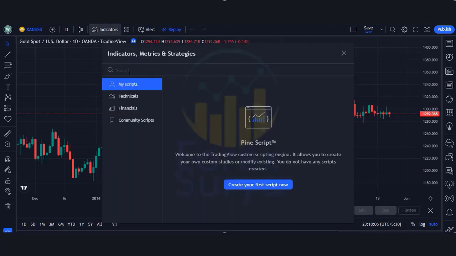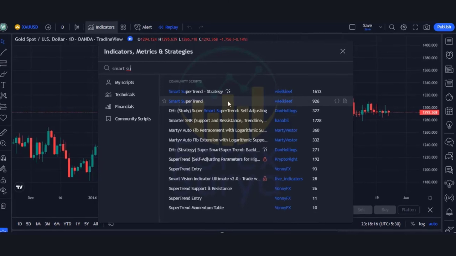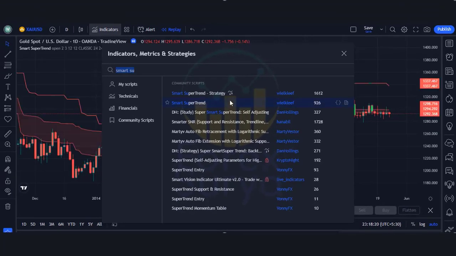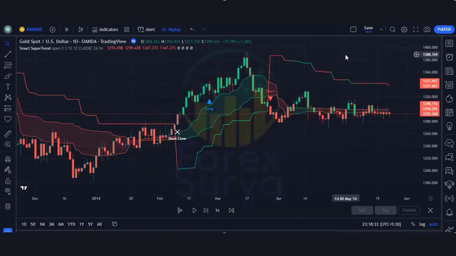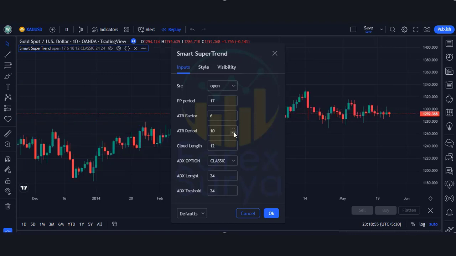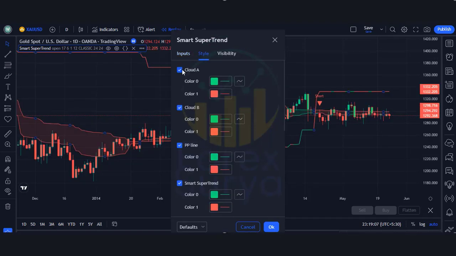First of all, we have to go to the indicators option. After that, you have to search here for Smart Supertrend. This indicator has to be added to the chart. After this, we have to change its settings. First of all, we have to put 17 in the ATR period in the input, and put 6 in the ATR factor. After that, these settings have to be kept off in style.